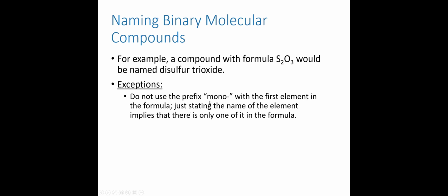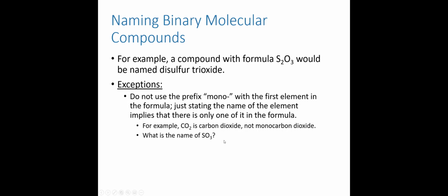The prefix mono is only allowed to go in front of the second element. So if there's no number after the first element, that's a 1, in other words, don't use mono. We know that you mean 1. It's just understood. So mono can only go in front of the second element in the formula. So this compound, which should be very familiar to you, is called carbon dioxide, not monocarbon dioxide. By not putting a prefix on the element, we know that it's mono.